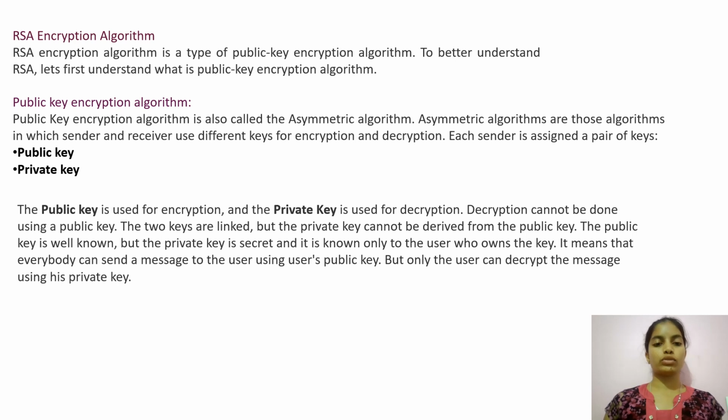The public key is used for encryption and the private key is used for decryption. Decryption cannot be done using the public key. The two keys are linked, but the private key cannot be derived from the public key. The public key is well known, but the private key is secure and known only to the user who owns the key. It means that everybody can send a message to the user using the user's public key, but only the user can decrypt the message using the private key.